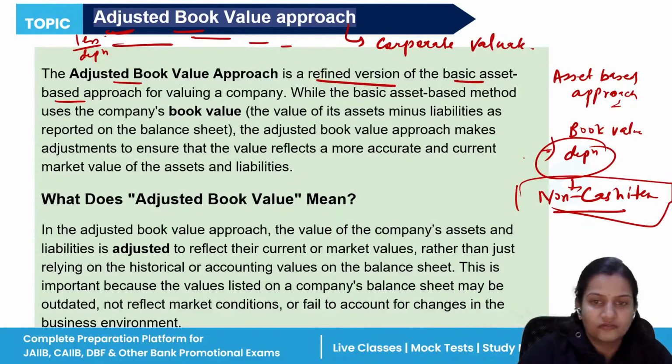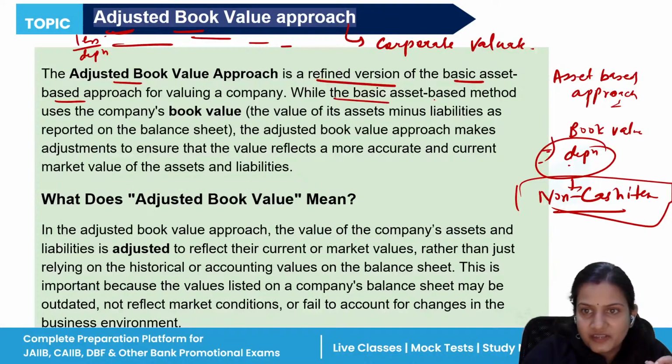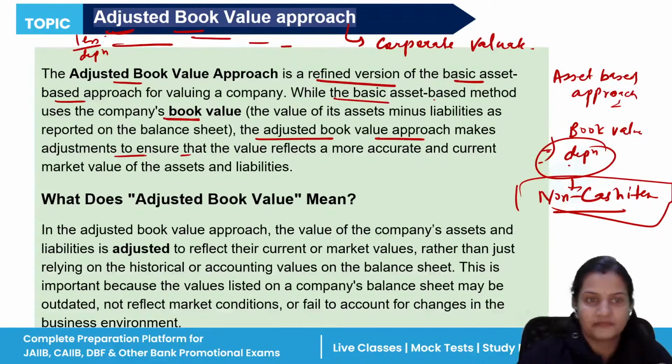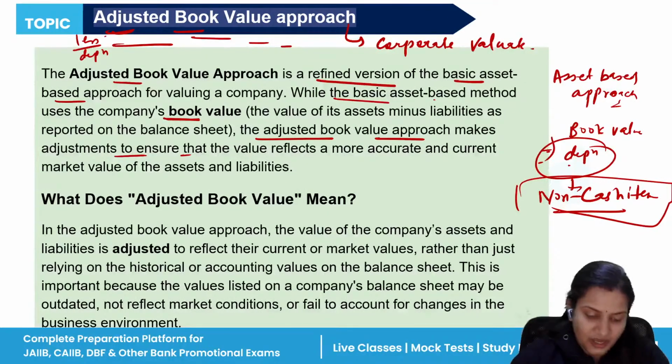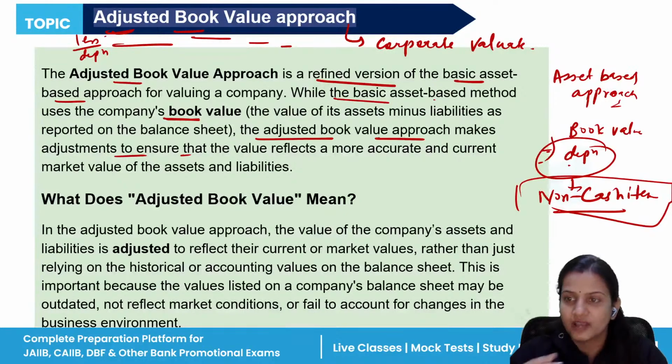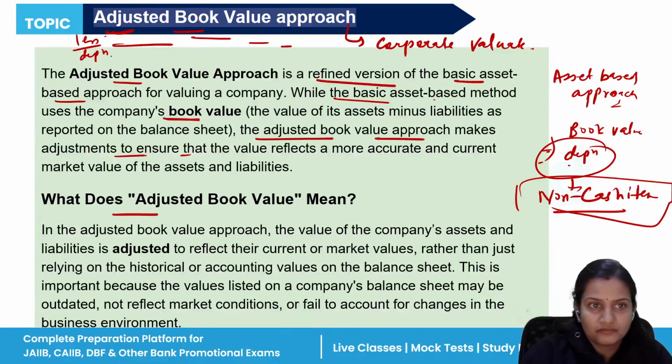From machines, the value of machines is being deducted. That is in terms of depreciation. So it is not a cash item, it is a non-cash item. While the basic asset-based method uses the book value method, the simple book value approach follows everything mentioned in the books of account. But the adjusted book value approach makes some modifications so that we can find the accurate value of the company if we want to do the valuation of the company.